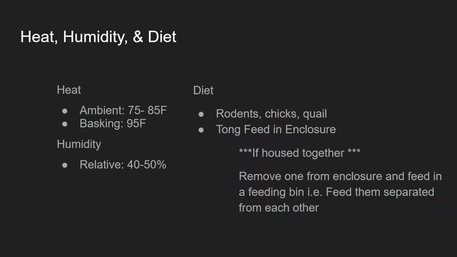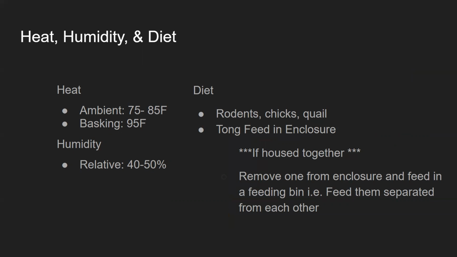All right, so heat, humidity, and diet. Ambient is 75 to 85, normal daytime temperatures. They can drop cooler than that, and they do brumate. So they will be able to handle cooler temperatures, but that's more for when they shut down over the winter. Basking temperatures are about 95. And then their humidity is just like what we can handle here. General humidity is 40 to 50%. They can absolutely deal with higher humidity, but on average, it's normally about 40 to 50%.